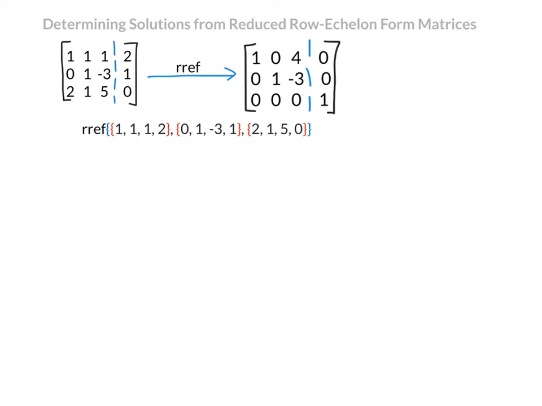Now, what does this matrix actually tell us? Well, let's look at it. What does this bottom row represent? Basically, it is saying 0x plus 0y plus 0z equals 1. Well, what happens if we know that 0 equals 1? That never is going to happen. It's not going to be true. So therefore, this particular matrix and system that it represents would have no solution.